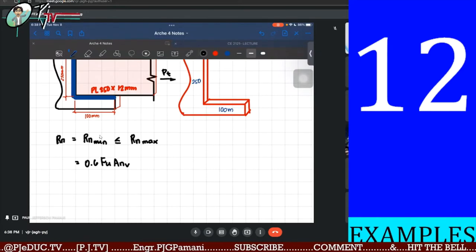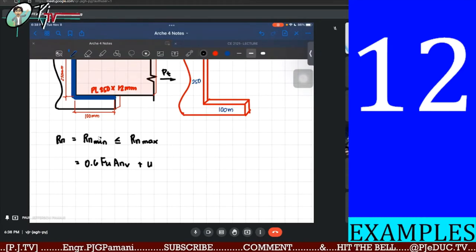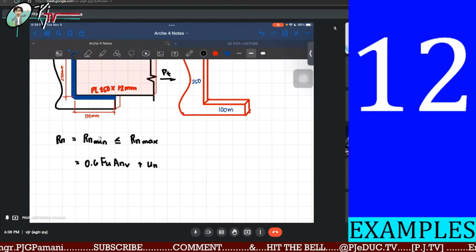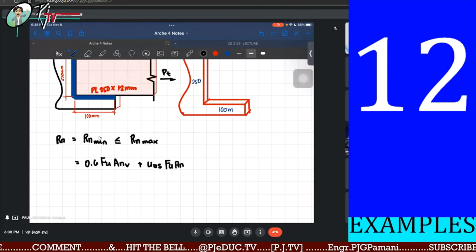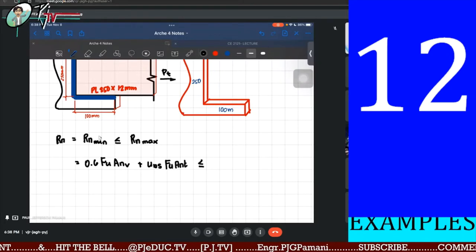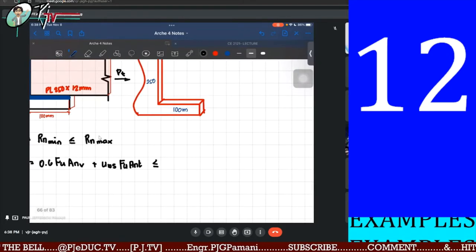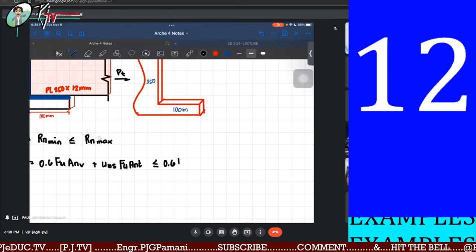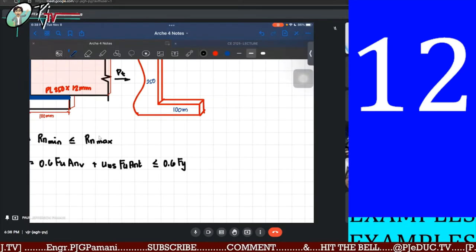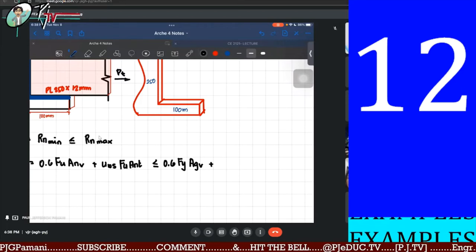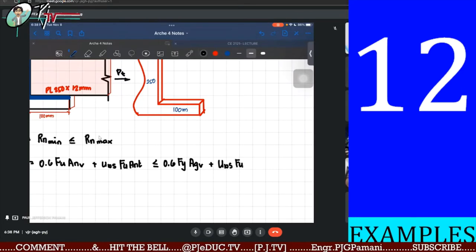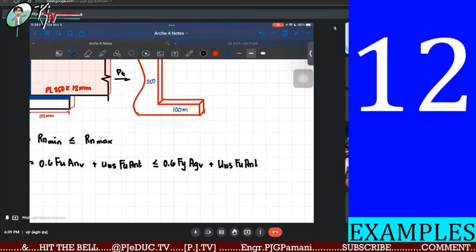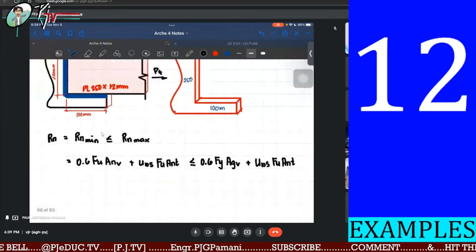ANV plus the tensile uniformity, UBS, times Fu ANT, should be less than or equal to your maximum block shear strength of 0.6 Fy AGV plus UBS Fu ANT. Right? Yan ba yung formula natin before?